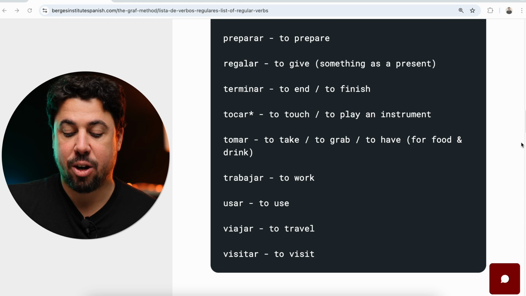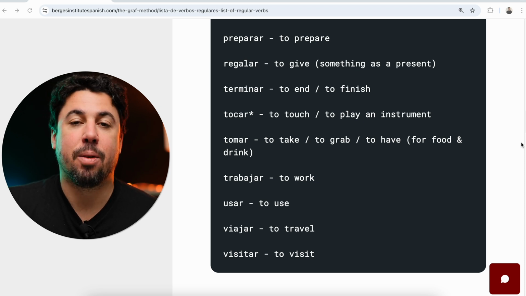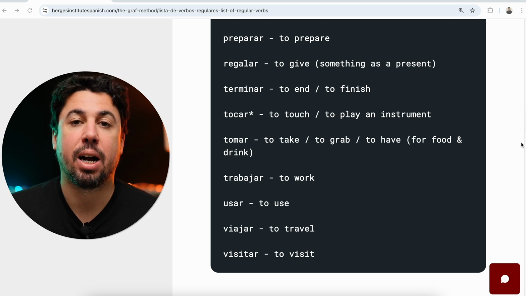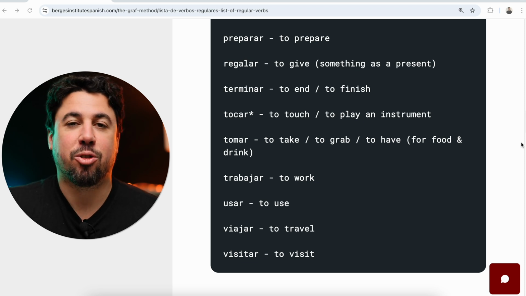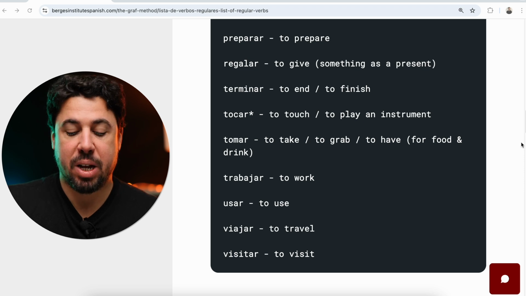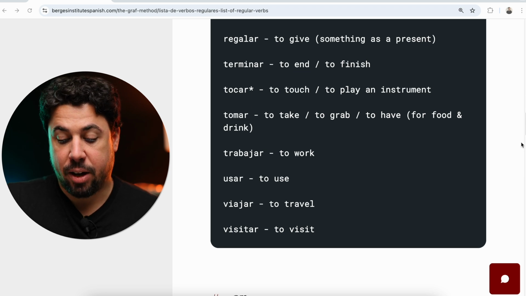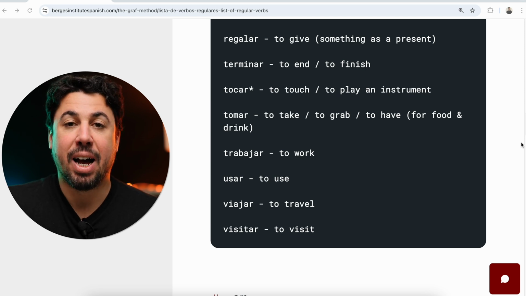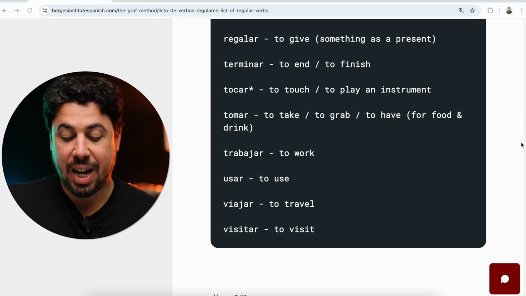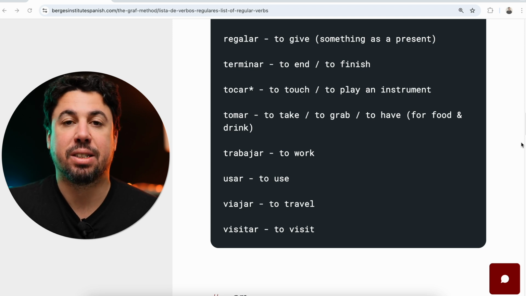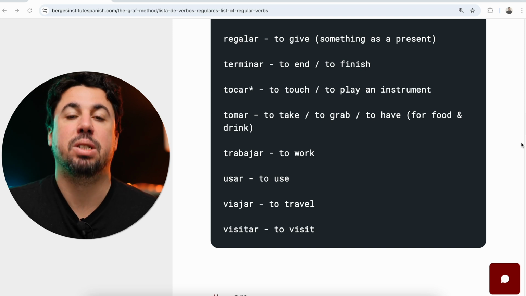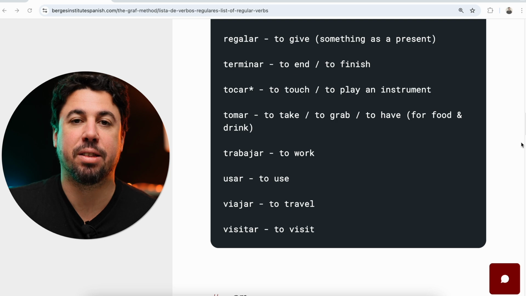Tocar, that's to touch and also to play an instrument. I play the piano, toco el piano. Maria plays the violin, María toca el violín. We play the trumpet. Nosotros tocamos la trompeta. Tomar, to take, to grab or to have for food and drink. Trabajar, to work. Usar, to use. Viajar, to travel. And visitar, to visit. How do we conjugate visitar? Visito, visitas, visita, visitamos, visitáis, visitan. That's the conjugation for visitar in the present tense.